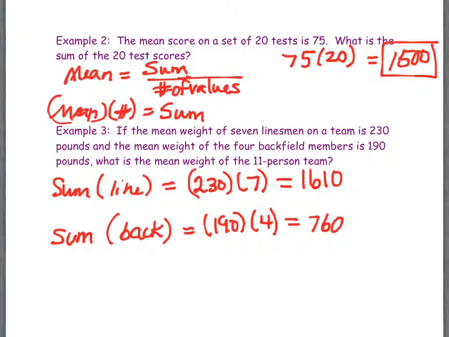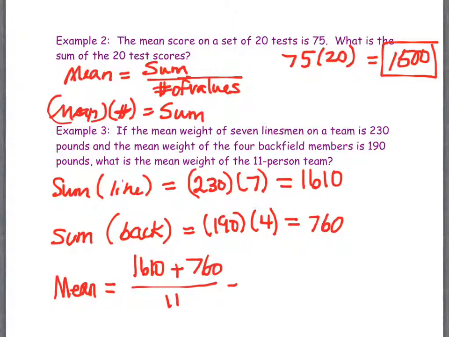You got it. All right, so now we're going to find the mean of all of these 11 players by taking the sum of the linesmen, which was 1610, plus the sum of the weights of the backfield, which is 760, and dividing that by our 11-person team. So 1610 plus 760, and then divide by 11, what do you have? 215.5, about. And what would we write next?